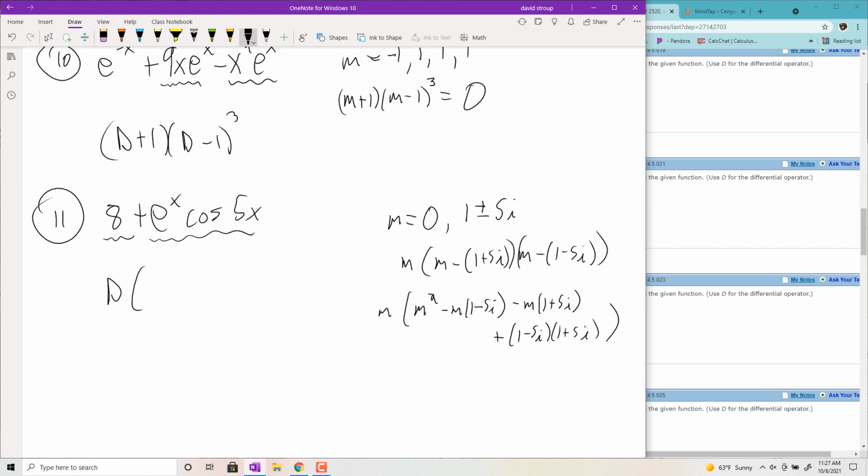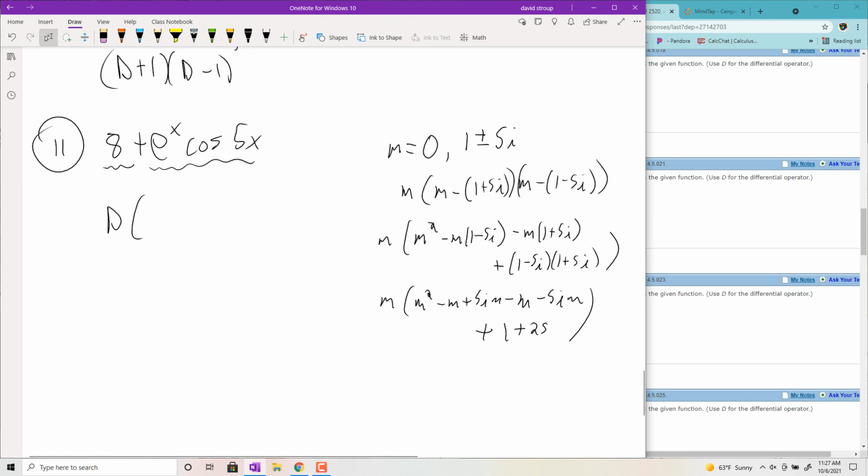So I'll have to FOIL that. It's a little bit of work, but personally it's easier than memorizing things for me. So I have m squared minus m plus 5im minus m minus 5im plus FOILing that last part. The middle terms cancel, so you just get 1 minus 25i squared, which will be 1 plus 25. And then, what does that equal? The m's, so we get m times m squared minus 2m. These cancel, and then plus 26. So your annihilator would be d times d squared minus 2d plus 26.